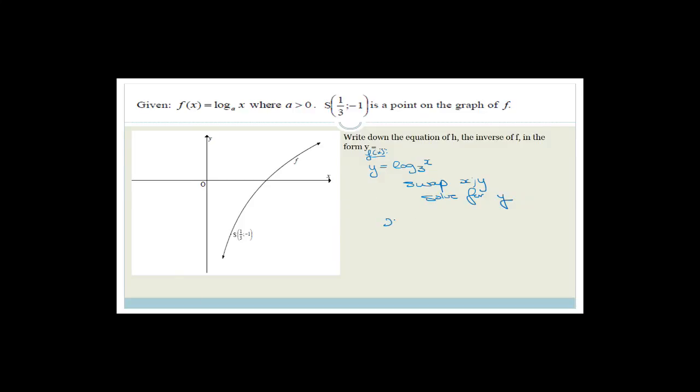So we're going to go x is equal to log y base 3. And then remember how it works? 3 to the x is equal to y. Ta-da! That's our answer. So h of x is equal to 3 to the x. Okay, not too bad here. Right, so let's erase this.